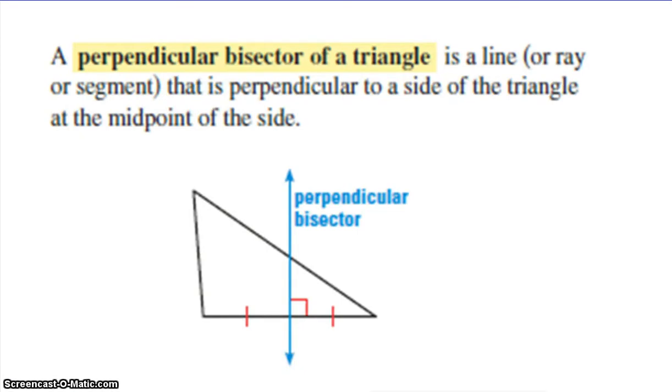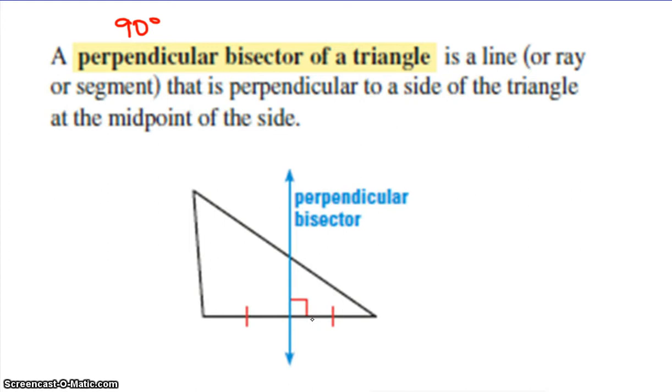Now, remember, a perpendicular bisector, perpendicular means 90 degrees, and bisector means it cuts into two equal pieces, okay? So it cuts the side in half. Now you'll notice that a perpendicular bisector does not have to go through the vertex. In fact, this perpendicular bisector does not, okay? What is important is just that it cuts it in half and it makes a right angle.